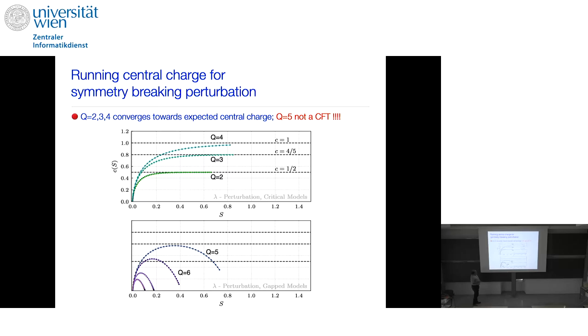And so what we learn basically through this is that adding this relevant perturbation reveals the first order nature of these transitions much more clearly than, for example, doing simulations without this magnetic field perturbation.